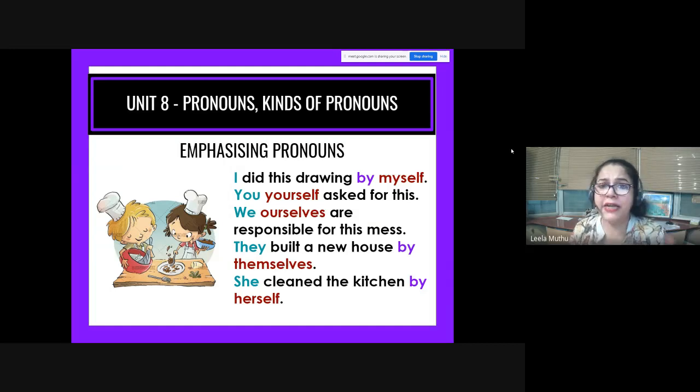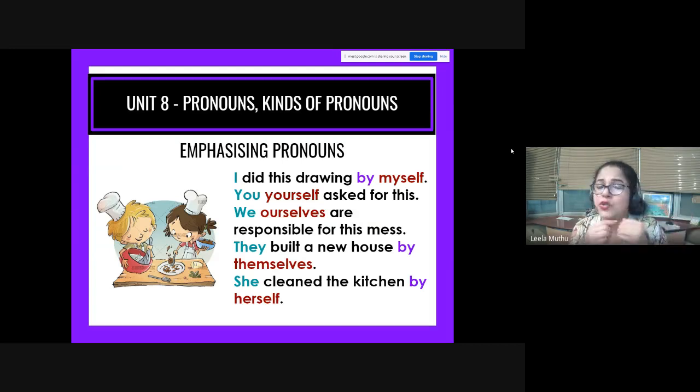So I did what? A drawing. I have not done something to myself, right? I did what? A drawing. But who exactly did it? Myself. I did it myself. So in all these sentences with emphasizing pronouns, you're using a reflexive pronoun, but for an entirely different purpose. You're using it to make sure the sentence tells you exactly who has done the action. It doesn't show whether you do the action to yourself.